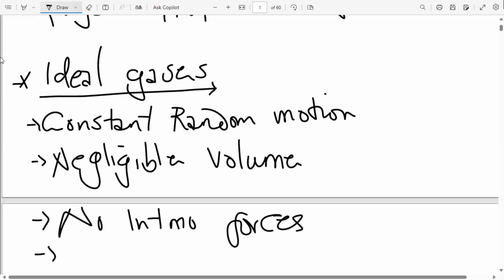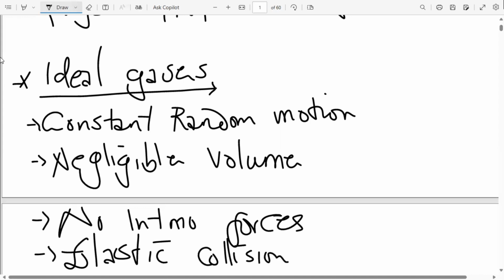Another assumption that we talked about was elastic collision, which means all the collisions between particles in a gas, and between the particles of a gas and the container walls, are perfectly elastic, which means there is no loss in kinetic energy. Kinetic energy is actually conserved. So we can simply say there is elastic collision.